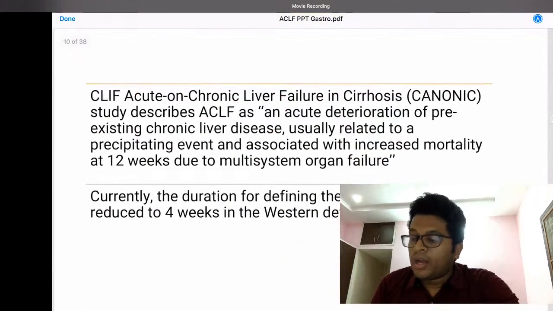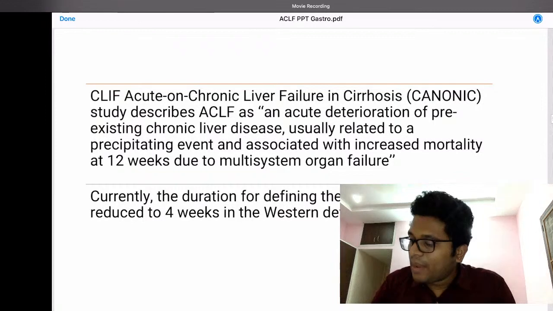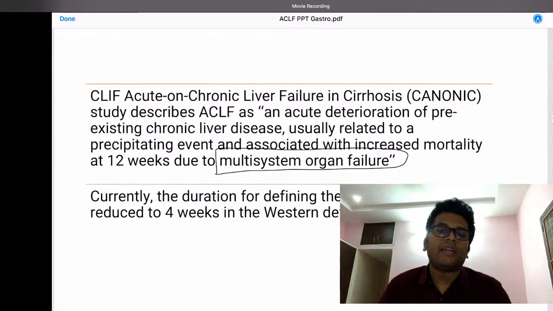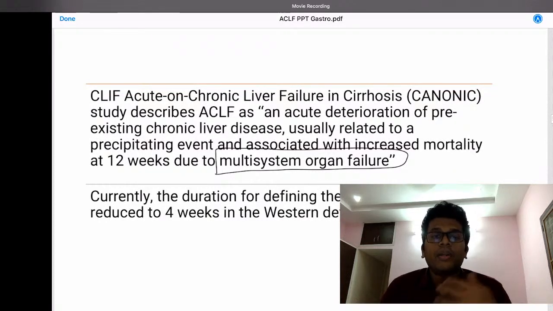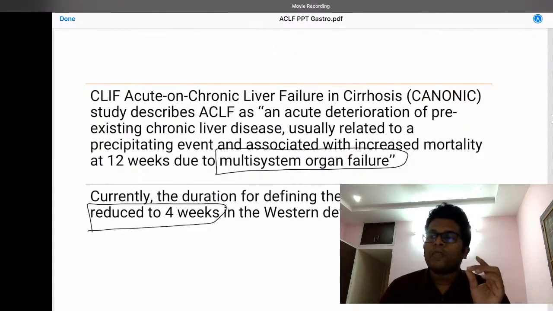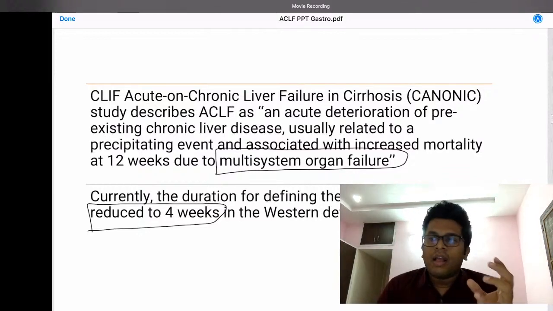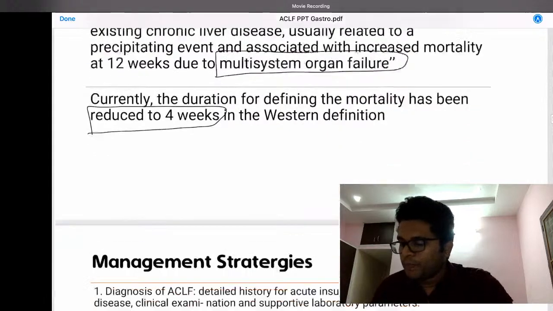Next, coming to the other definition, that is the European definition that was based on the CANONIC study. Here, acute-on-chronic liver failure in cirrhosis is defined as an acute deterioration of a pre-existing chronic liver disease, usually related to a precipitating event, and is associated with a high mortality at 12 weeks due to multi-organ failure. So here, the emphasis is on multi-organ failure, and extrahepatic organ failures have been given more importance in this definition. It is later that the duration was reduced to 4 weeks. So currently even here the definition is around 4 weeks. I would say that just for simplicity, if you know the concept of ACLF and you know at least a single definition, that is the APASL definition, and work up the patient accordingly, it would be easier.